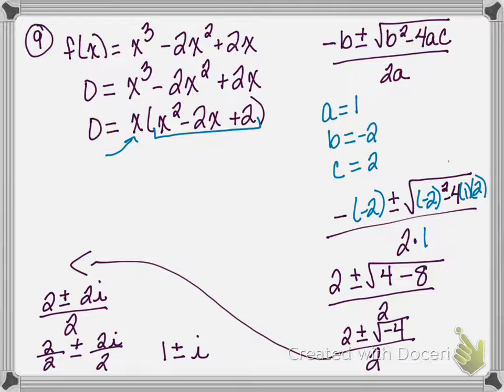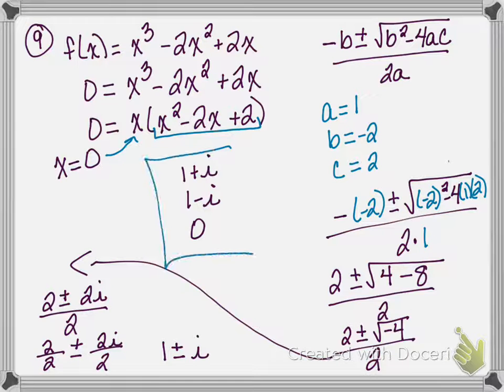Now, 1 plus i and 1 minus i are two of the solutions. Don't forget this x, okay? We factored out an x, so we need to set that x equal to 0. And when we set that x equal to 0, we realize that 0 is also one of our solutions. So 1 plus i, 1 minus i, and 0 are our solutions to this polynomial.